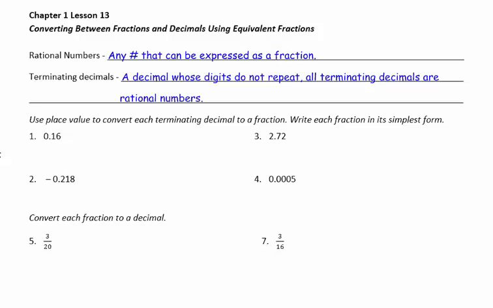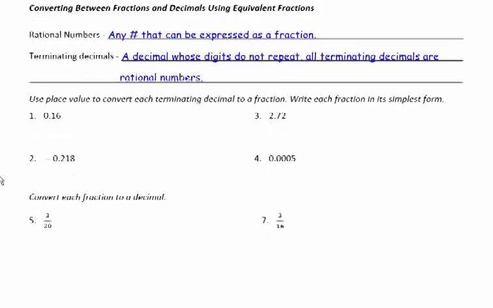The next one is terminating decimals, and terminating means to end. Like the movie Terminator, the machine tried to end the human race. So a decimal whose digits do not repeat. All terminating decimals are rational numbers because we can change every terminating decimal into a fraction. And we're going to talk about how to do that now.